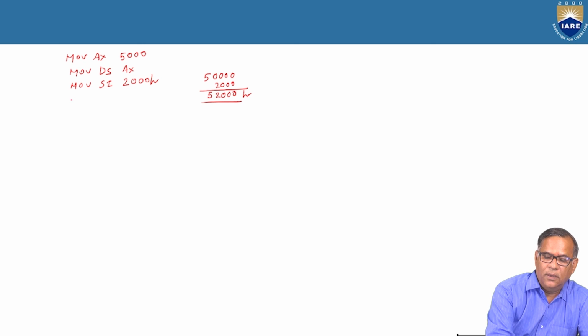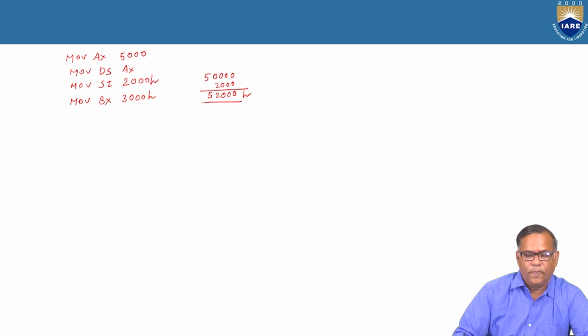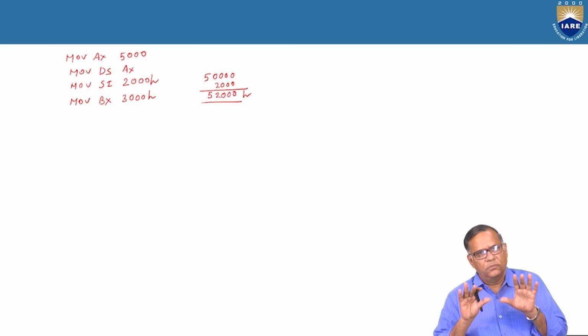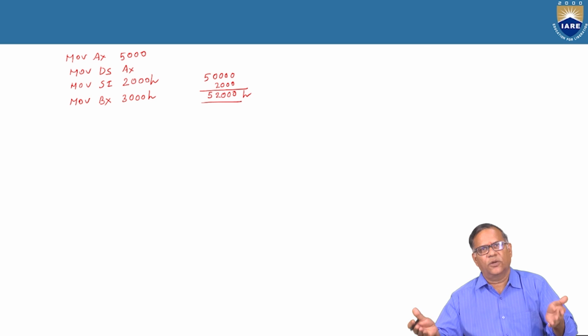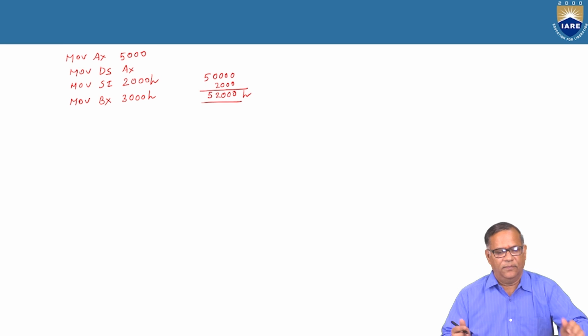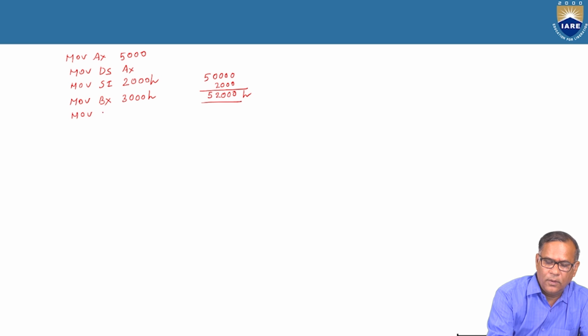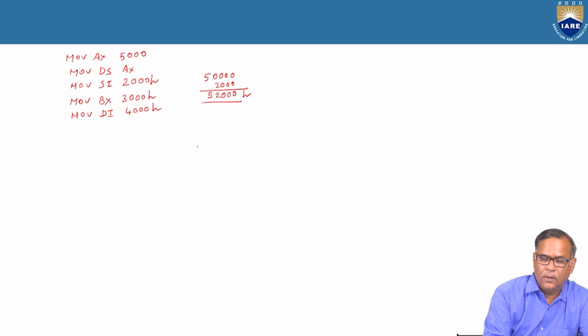Similarly, there is another array, and that array is pointed to by the BX register. Move BX, 300H. So all these arrays are stored in the data segment with different offset addresses which are pointed to by SI, BX and DI. So SI is having the offset address 2000.